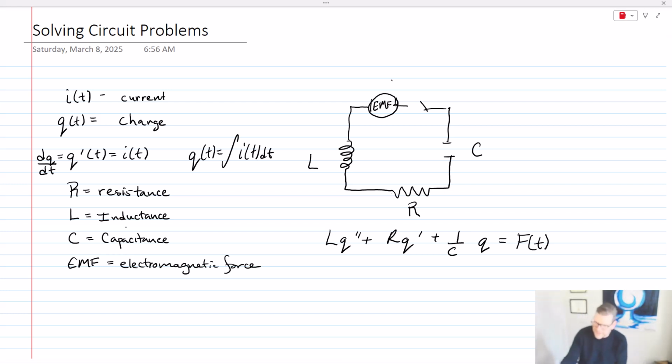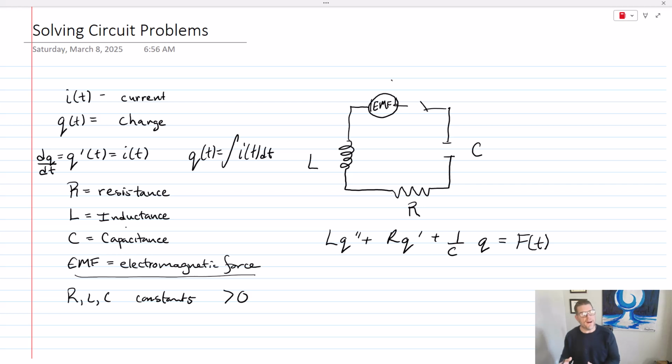Then we have resistance, inductance, and capacitance. All three of these are going to be constants, and they're all going to be greater than 0. That plays a really big role inside of our work too. Then we'll have the electromotive force, which is going to be represented by a function, oftentimes a cosine function of some sort. It's the equivalent of a forced oscillation when we look at the spring mass systems.